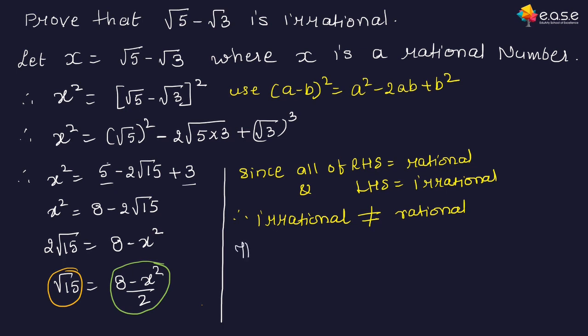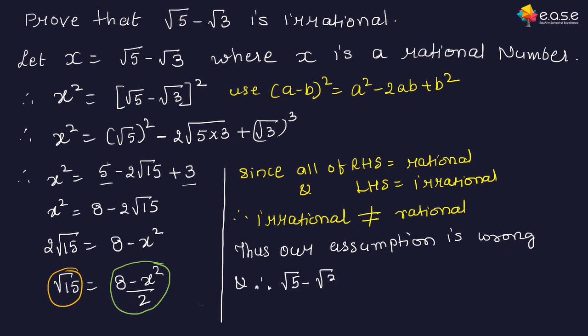Thus, our assumption is wrong, and therefore root 5 minus root 3 is an irrational number, correct? This is exactly how we can do all the other sums. I'm going to do one more sum here as a sample, and then others you can try out in the exercises. Such sums are there.